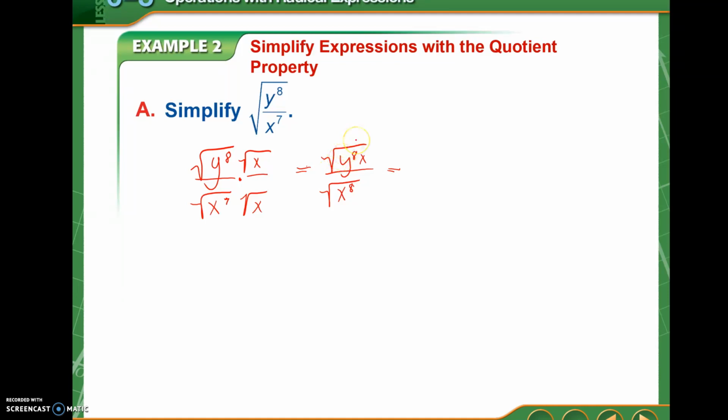So the square root of y to the 8th is y to the 4th. I can't do the square root of x because I can't divide 2 into 1. I can, but we don't want decimals. And then 8 divided by 2 is 4, so this becomes x to the 4th.